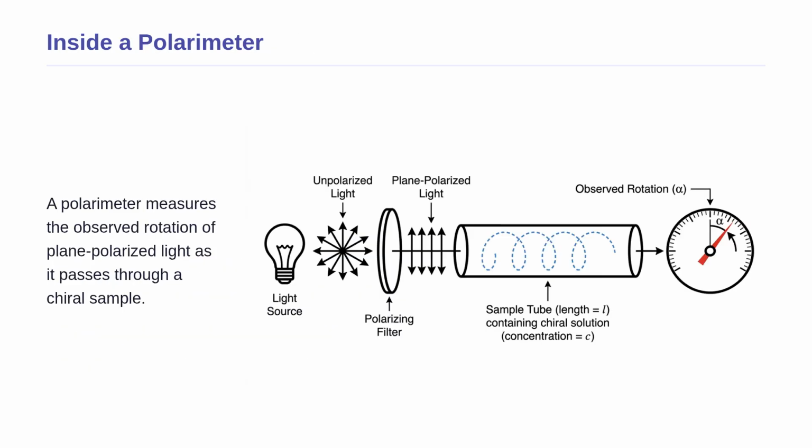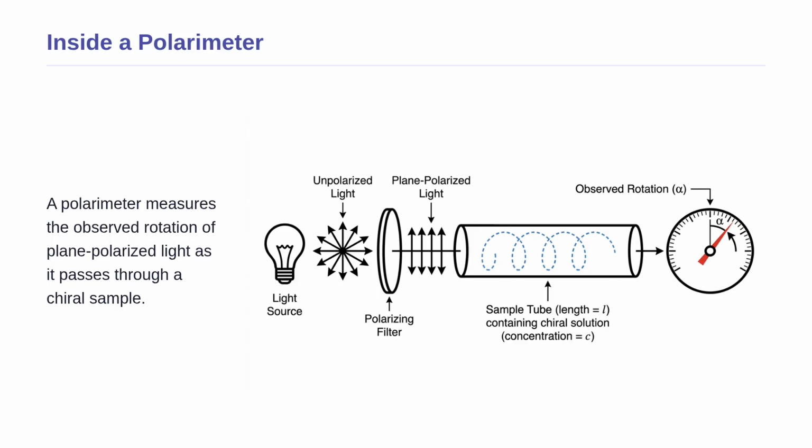Before we calculate anything, let us visualize this process with a diagram of a polarimeter. On the far left, we have a standard light source, emitting unpolarized light, waving in all directions. This light passes through a polarizing filter, which blocks everything except waves moving in one single vertical plane. This plane polarized light then enters the sample tube containing a chiral solution.